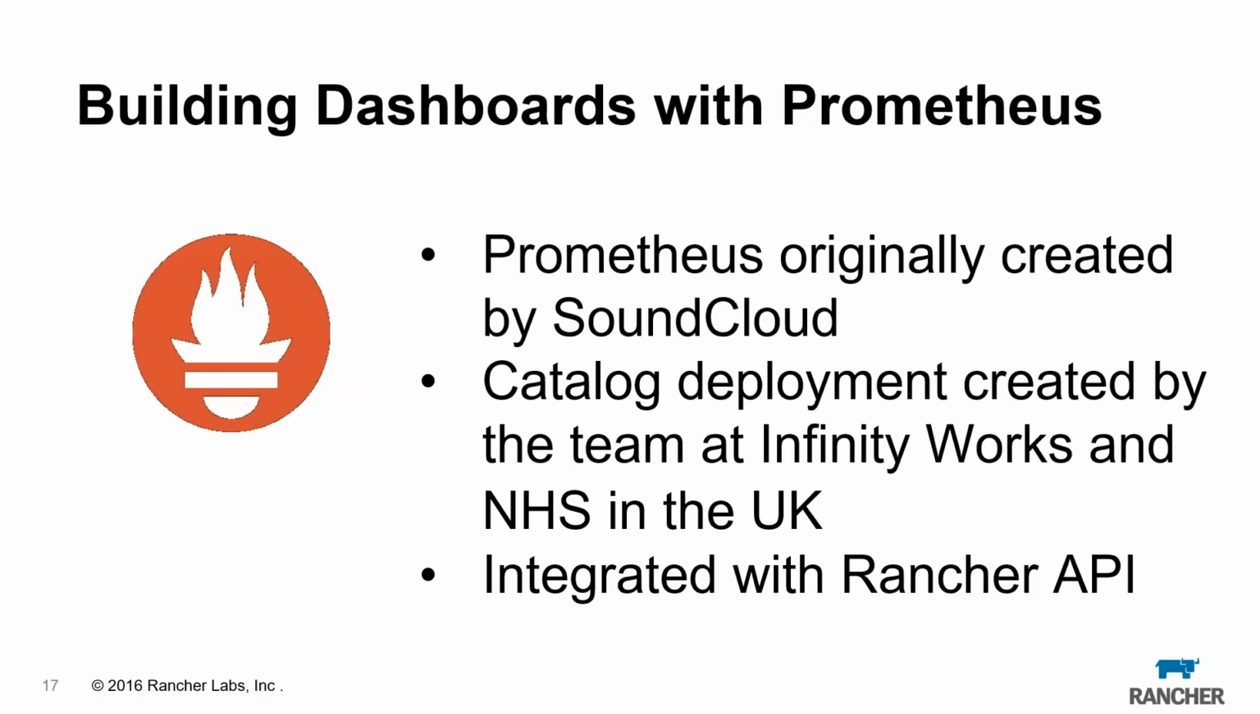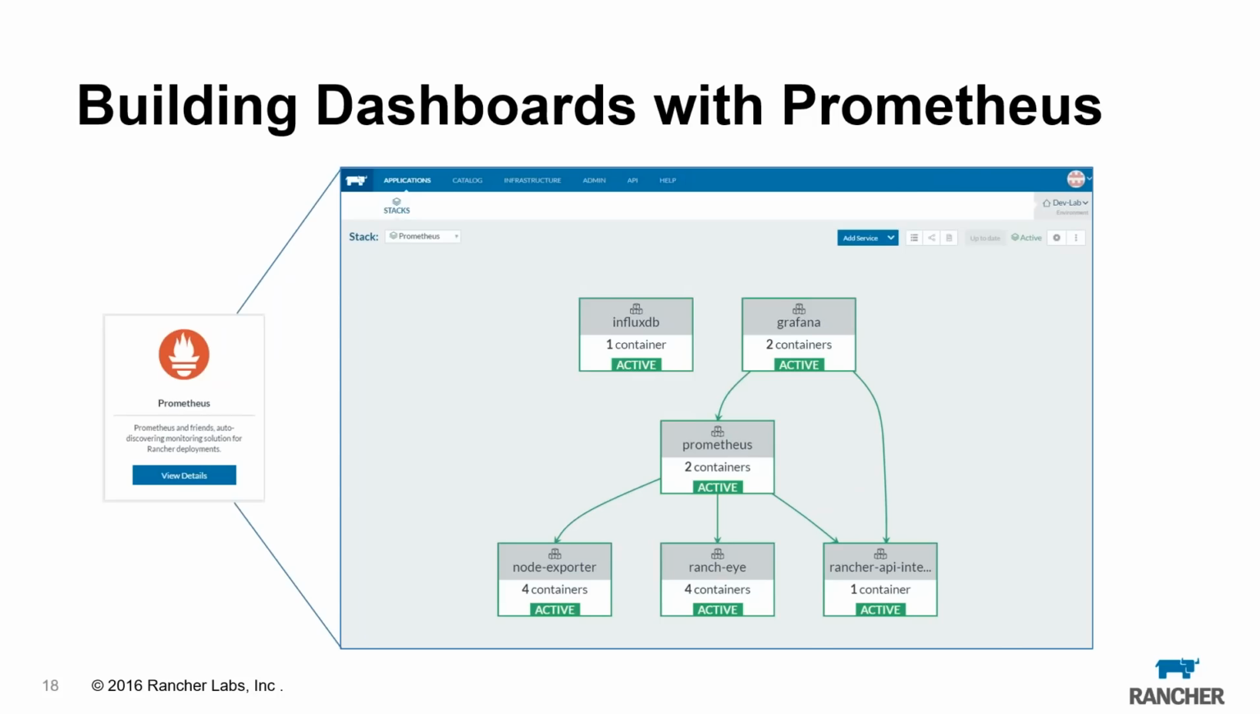What we're going to show today is how they built this, how it works, how to deploy your environment, and these different components. The key piece, as you can see in the screenshot, is that in addition to deploying Prometheus itself and the Grafana front end and the InfluxDB, there are these two components, one called Ranchi and one called the Rancher API integration, that run on the individual containers as well.